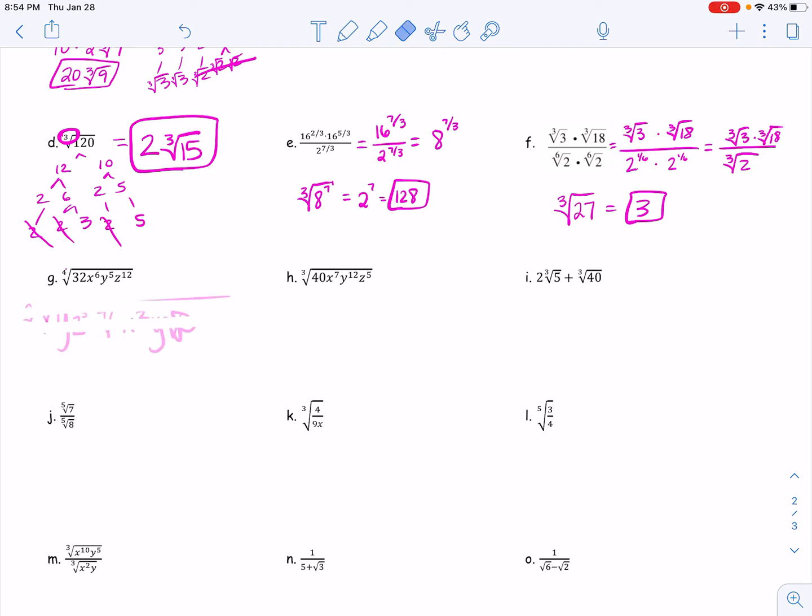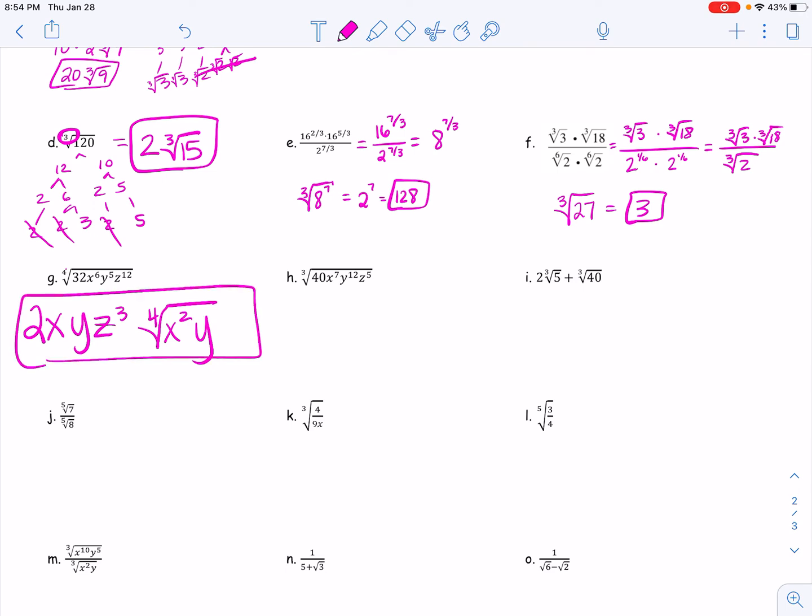So that's ugly. I want to rewrite it. We had 2x, y, z cubed, 4th root of x squared, y. You want to make sure that the 3 and that 4 don't look like a 34th root. I don't want it to look like z like that. Okay. Try to space it out a little bit.